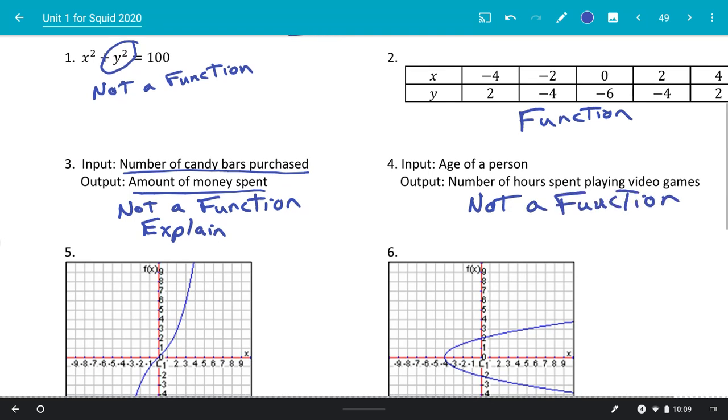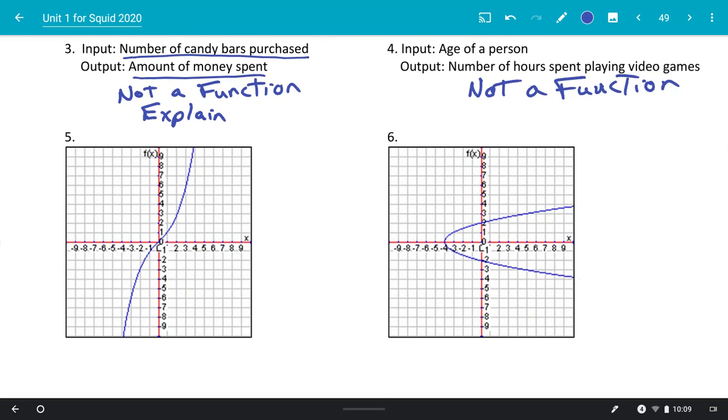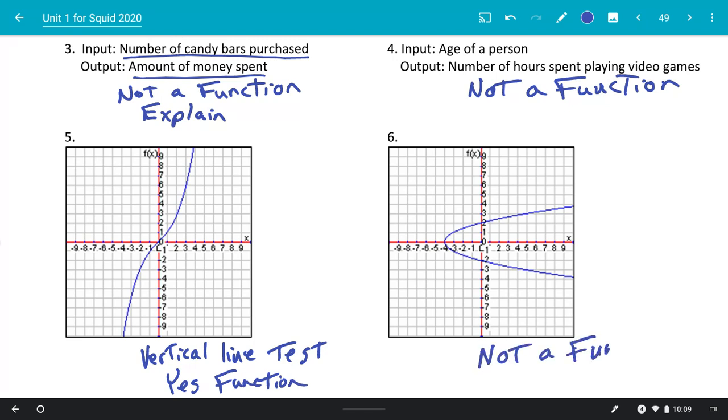Number 5. 5 and 6 are easy. I'm going to use the vertical line test. And number 5 is yes, it's a function. And number 6 is not a function. It fails the vertical line test. Boom, right there. It touches it twice. We'll assume that's a nice straight line.